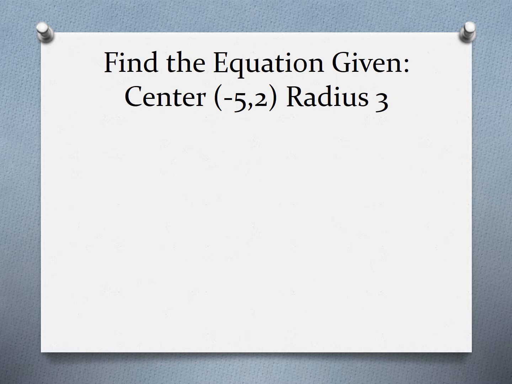Moving right along, here's an example. You're asked to find the equation given some general information. In this example, you're given the center. It's located at (-5, 2). That is a point on a graph. And also the radius. It is a length of measure. It could be in inches, it could be in feet, it could be in miles. We don't know, but it has a length of measure. The radius has a measure of length 3 units, whatever units those might be.